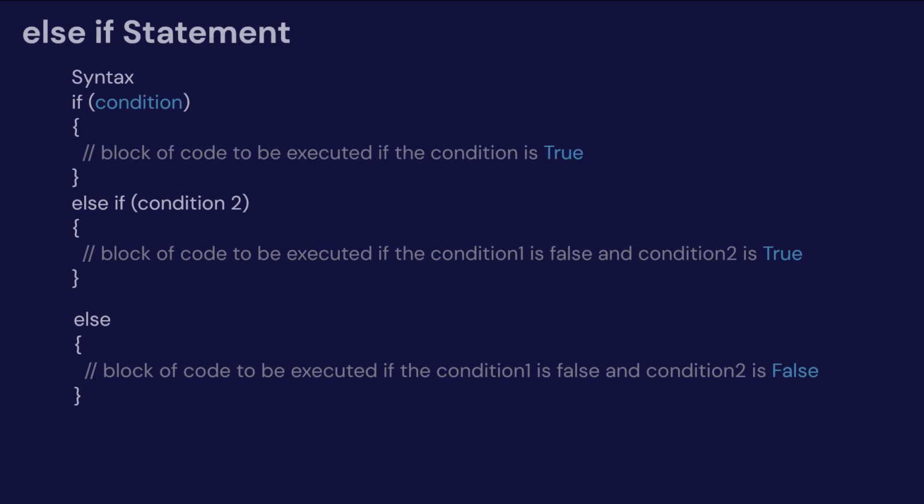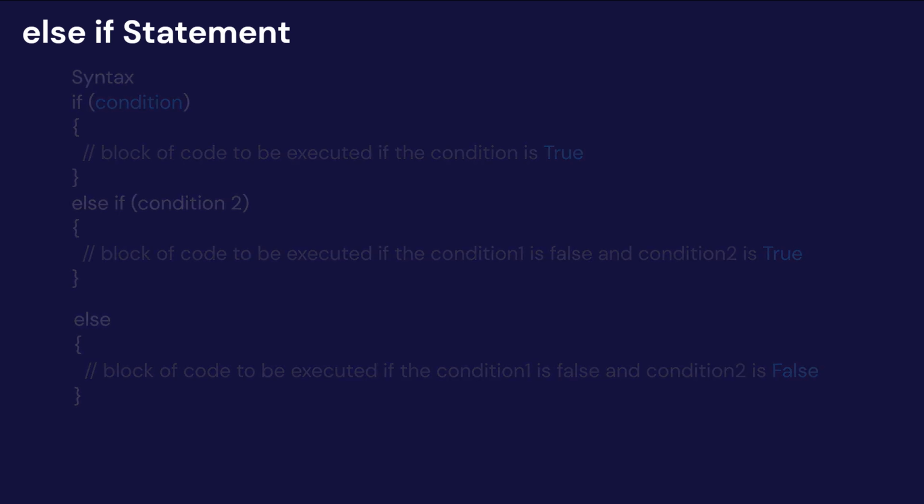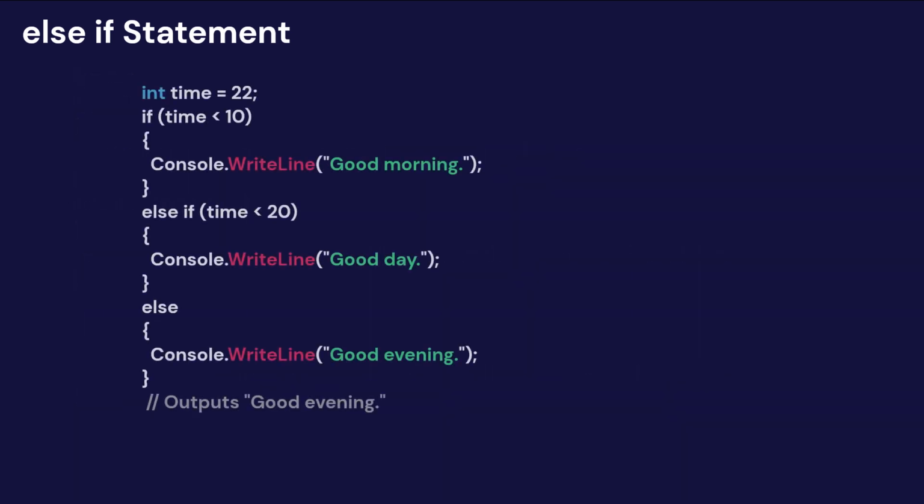Use the else if statement to specify a new condition if the first condition is false. In the example below, time, 22, is greater than 10, so the first condition is false. The next condition, in the else if statement, is also false, so we move on to the else condition since condition 1 and condition 2 are both false, and print to the screen, good evening. However, if the time was 14, our program would print, good day.